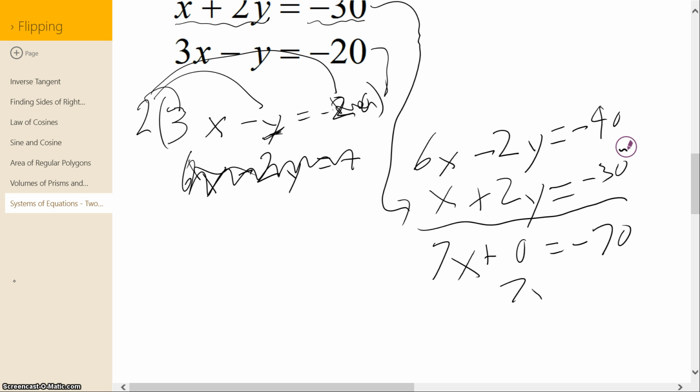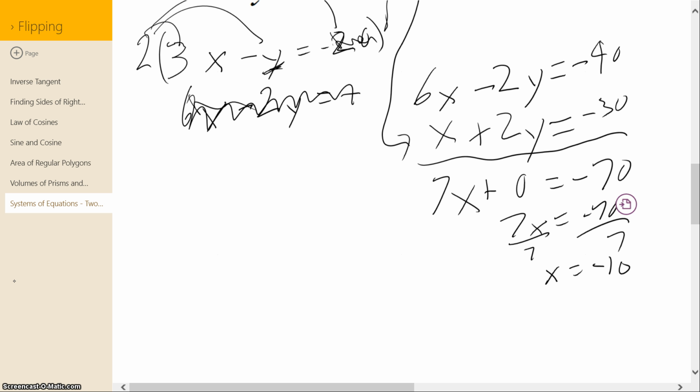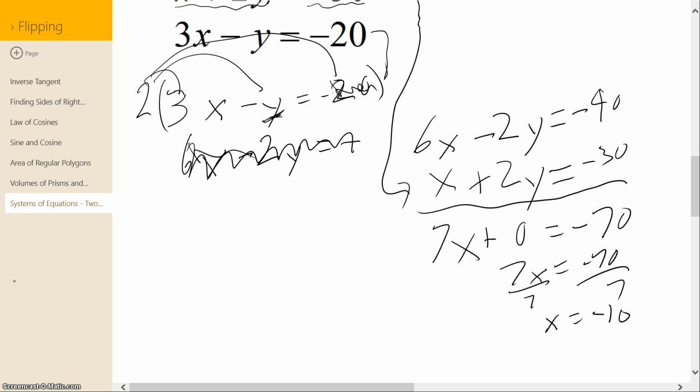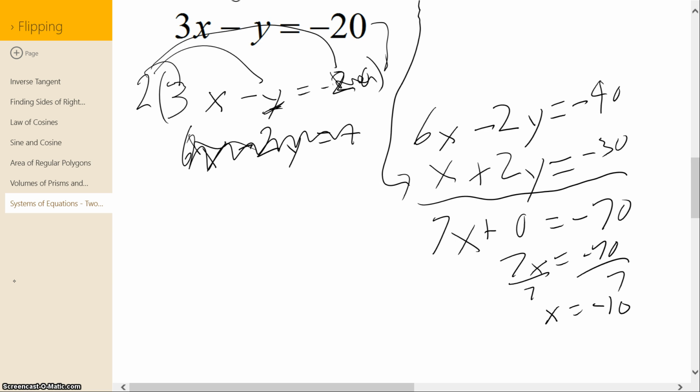So I've got 7x equals negative 70. I'm just going to divide both sides by 7, so I can get x by itself, and that happens to be negative 70 divided by 7, negative 10. So I've got x is negative 10. I can go back to one of my equations up here and just plug in negative 10. So I'm going to go to this guy here.